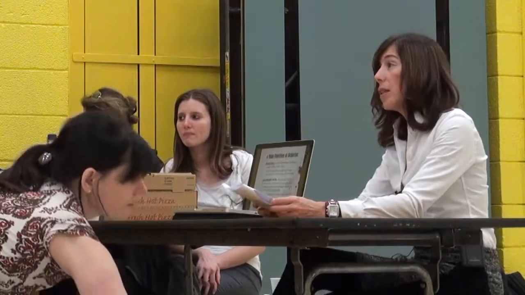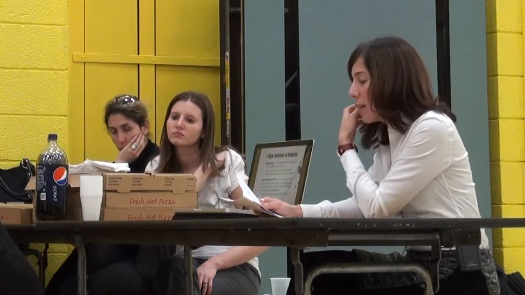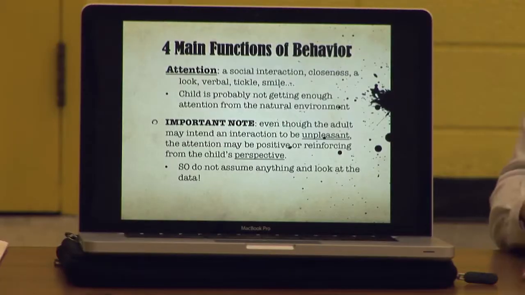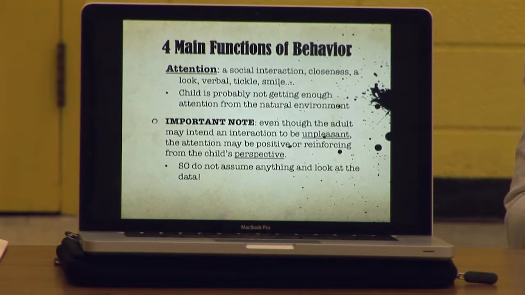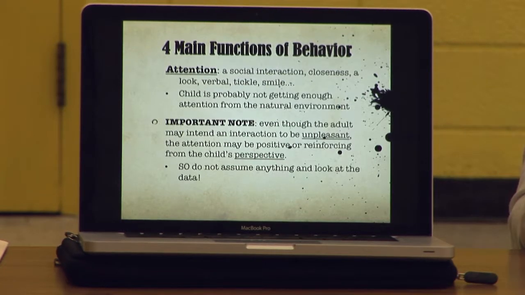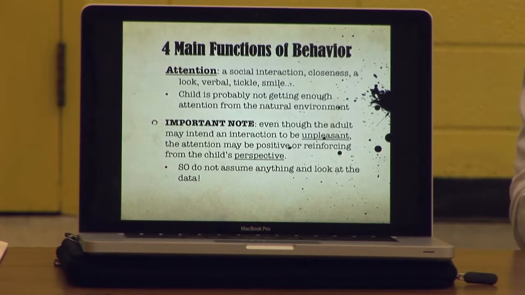All right, so let's start by going over the attention function. Attention is social interaction, closeness, it's eye contact, a tickle, a smile, anything that you do with a person that you're acknowledging them. That's why it's very important for certain procedures. We request that we diminish eye contact when a person's engaging in problem behavior, because even just looking at them is a form of attention and can inadvertently reinforce the behavior.